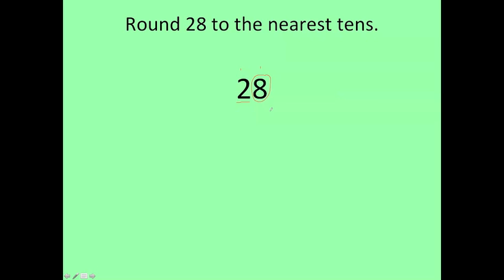So, back to the 2 points that we talked about in the beginning, if the number is 5 or above, we round up. So that means this 2 rounds up to a 3. And then everything to the right of the place value we're rounding to becomes 0. So 28 rounded to the nearest tens is 30.